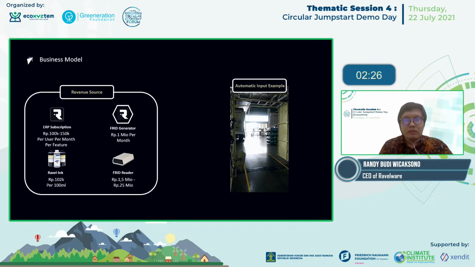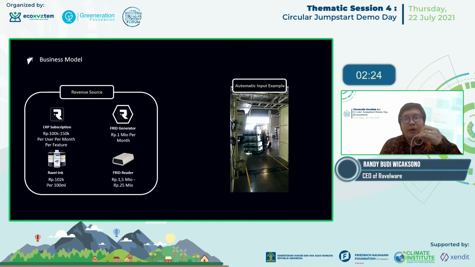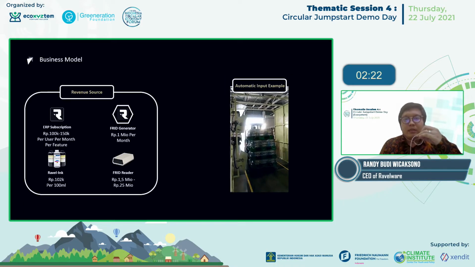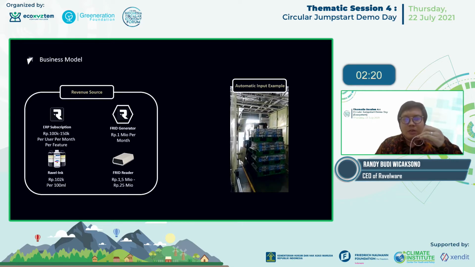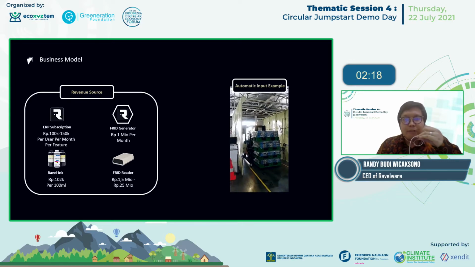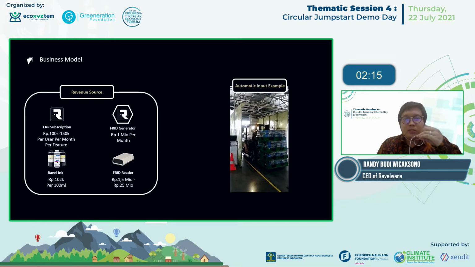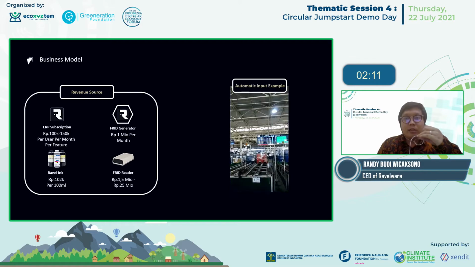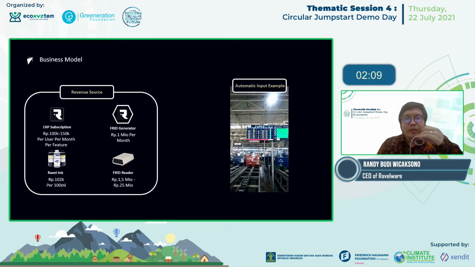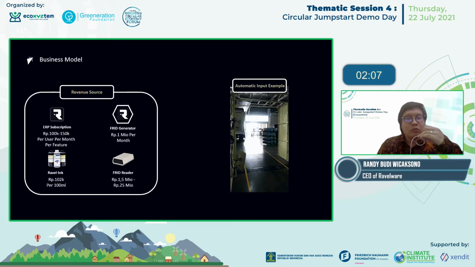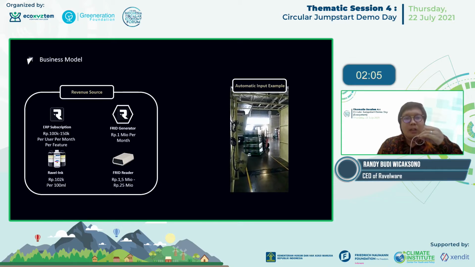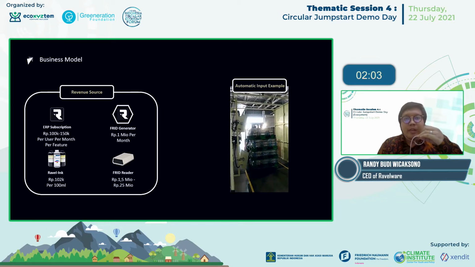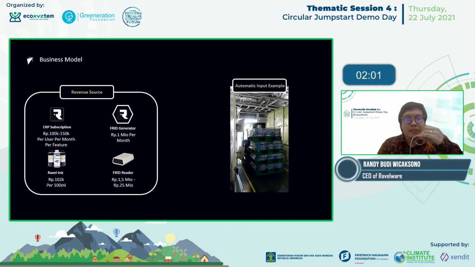This is an example of our automatic input. As you can see, there is a forklift which carries many boxes with RFID tags, all of them being read simultaneously by our reader. And the output they can check on the screen. That is why we generate our revenue not only from our software, but also from our hardware, which is the Reader and Revel Ink, to produce the RFID tag itself.